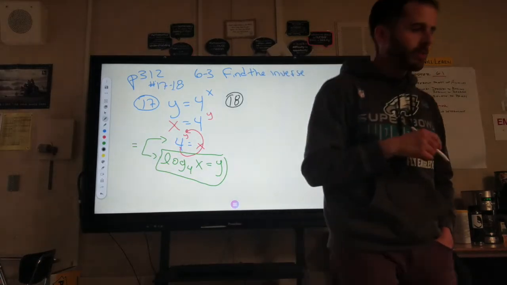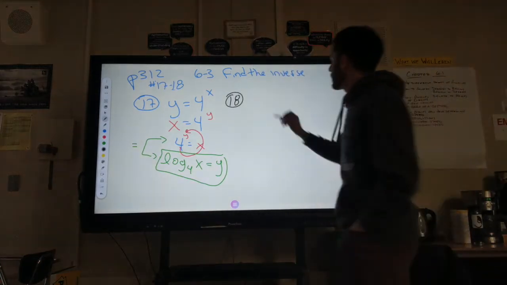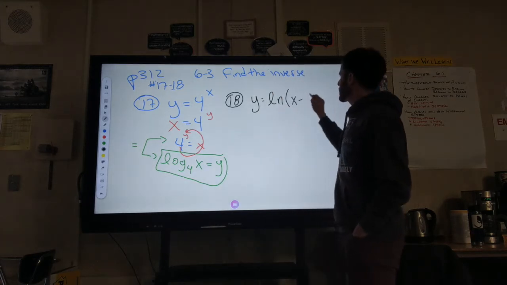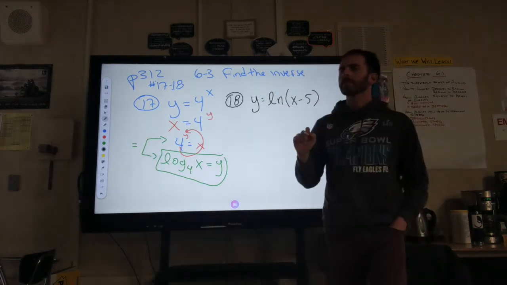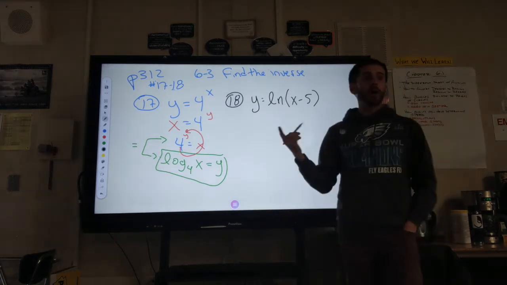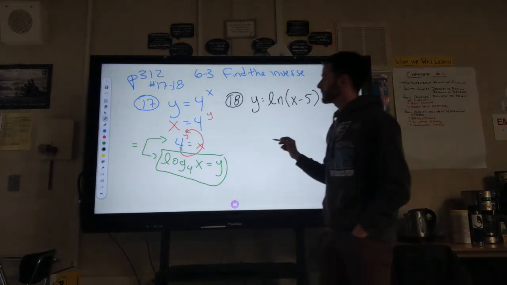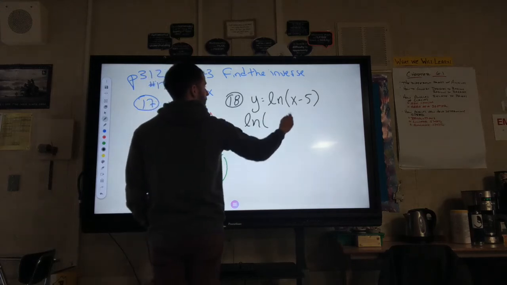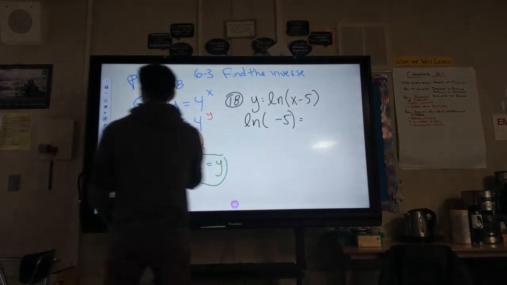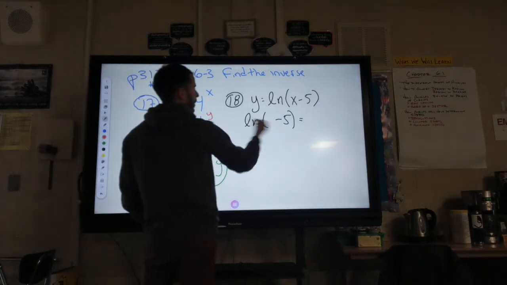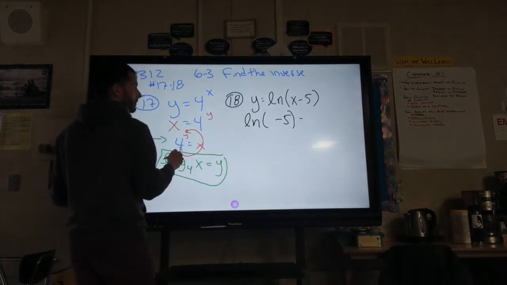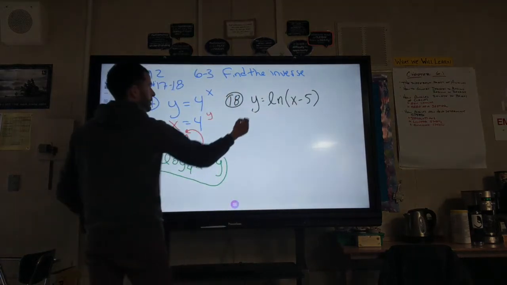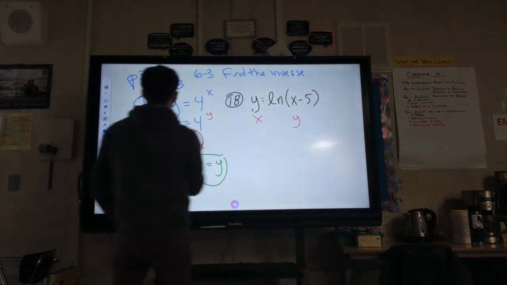To find the inverse of ln, we use e. So write the equation down. Is it just x minus 5? Yeah. Okay. All right. Step 1, switch the x and the y. And I'm just rewriting it with, oh, actually, you know what? That doesn't matter. So, step 1, switch the x and the y.